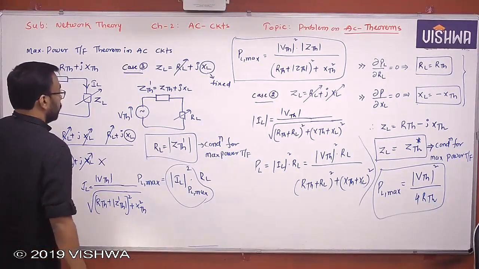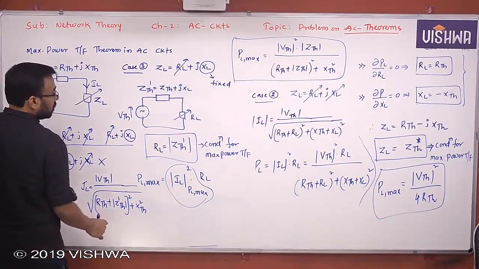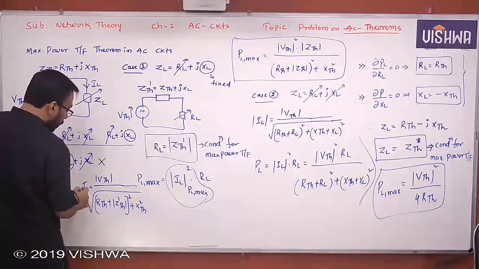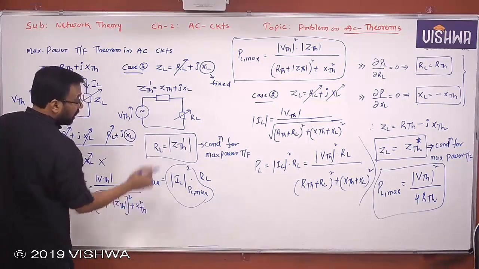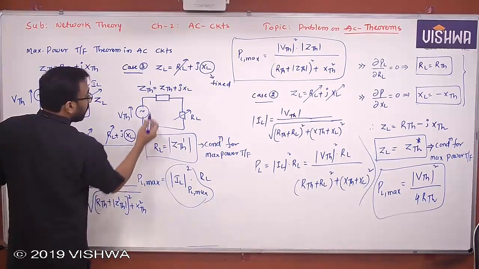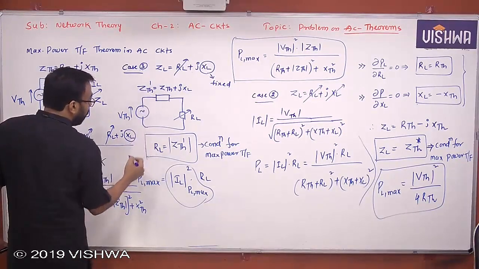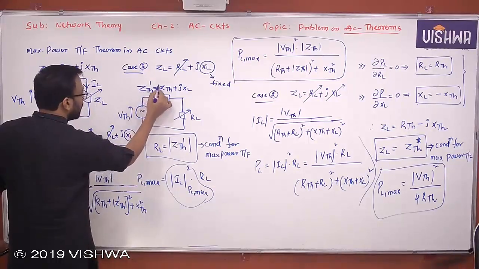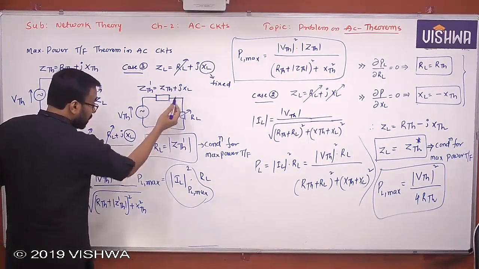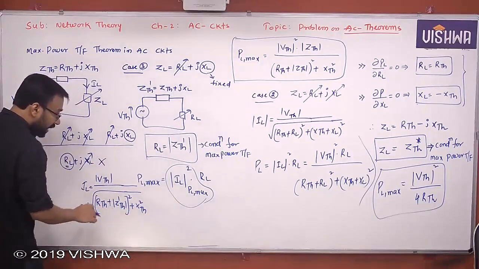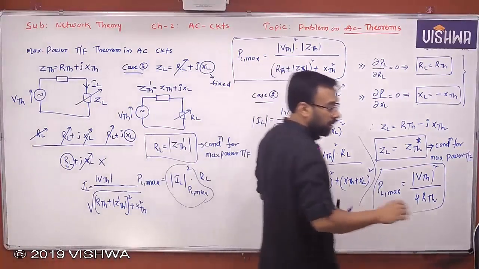What do you get here? RTH plus RL is equal to V by ZTH plus RL. Yes or no, all of you? In this, what do you have? Tell me. You have RL plus, what is this value actually? ZTH plus JXL. Yes or no, all of you? ZTH plus JXL. So what do you get here? RTH plus RL. Let me again confirm this.